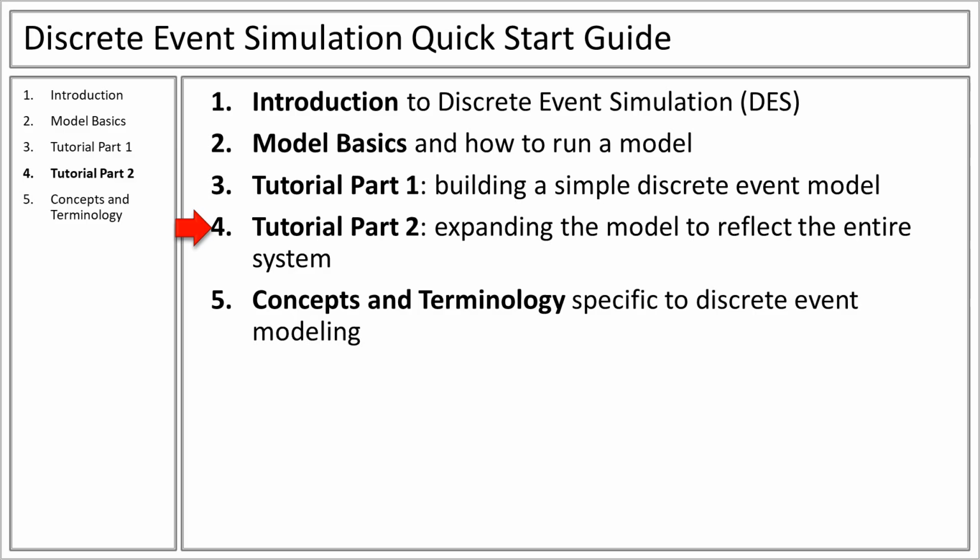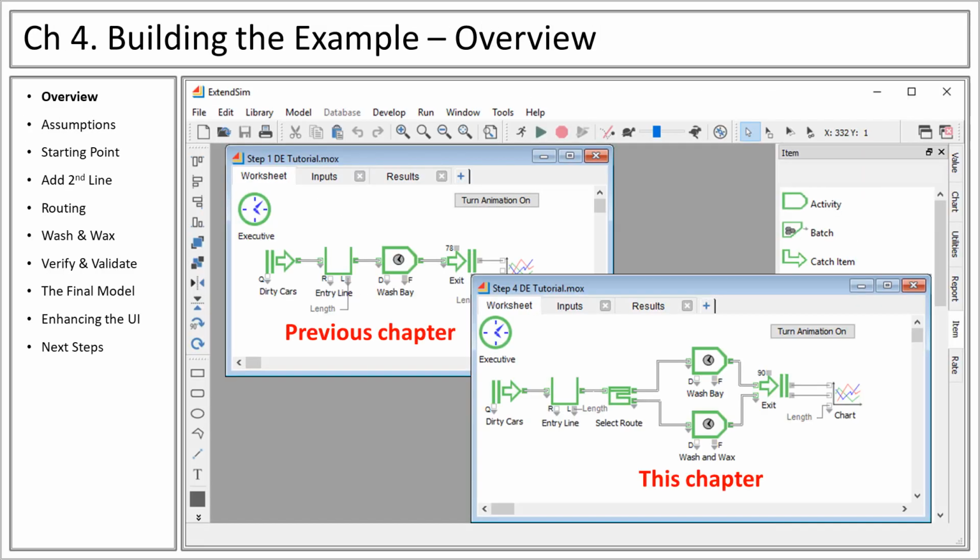This guide is broken down into 5 chapters. This video is on Chapter 4, where we will be expanding the model that we worked on in Chapter 3. In this chapter, we will add some more detail to the model built in the previous chapter. Then, we will discuss some ExtendSim features that can be used to enhance the model experience.